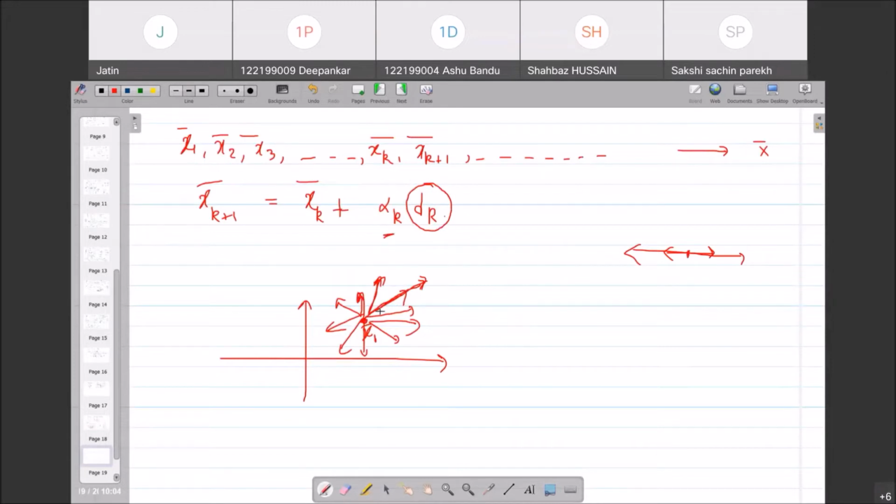And alpha k is the step size. What should be the step size? I should take the optimal step size in that respective direction, so that I can approach my solution faster.